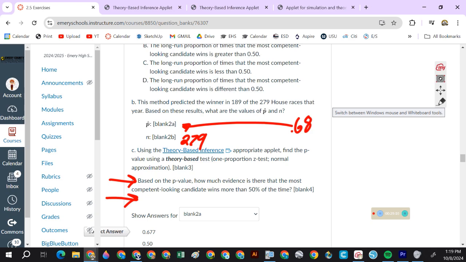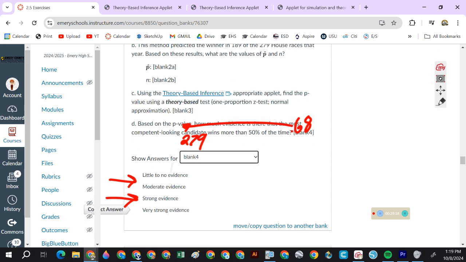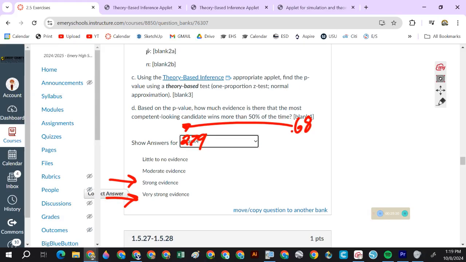So, does this theory seem to work? How much evidence is there that the most competent looking candidate wins more than 50% of the time? What are my options? Very strong evidence.